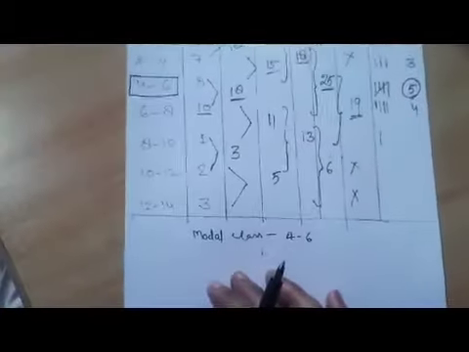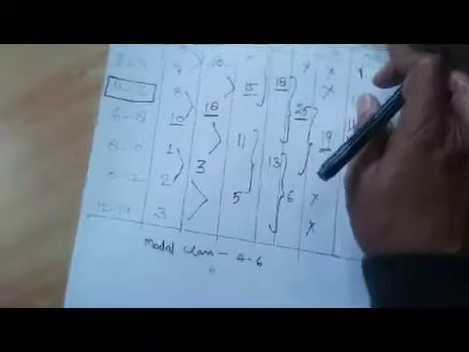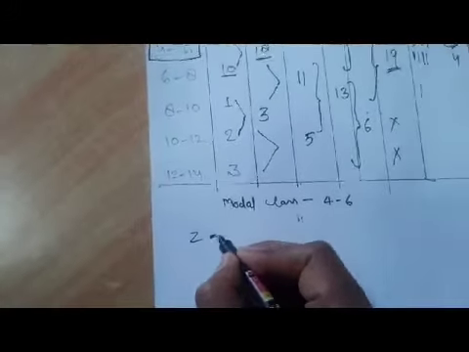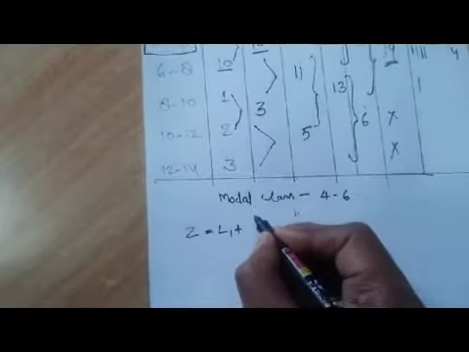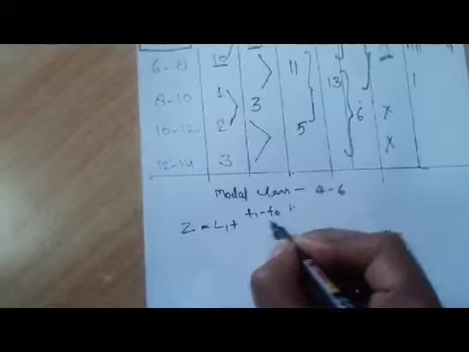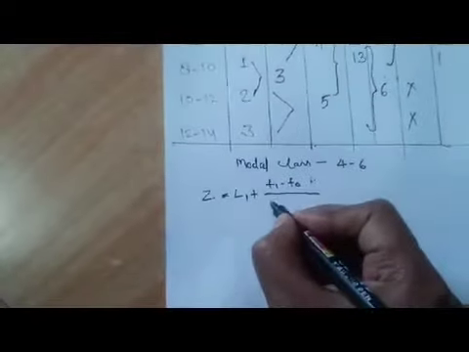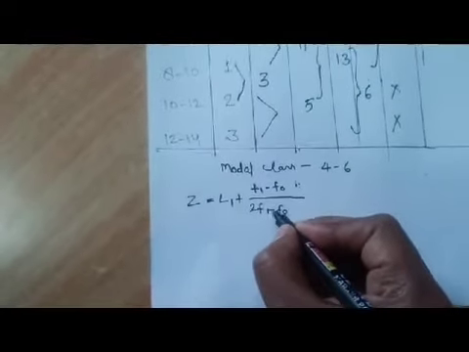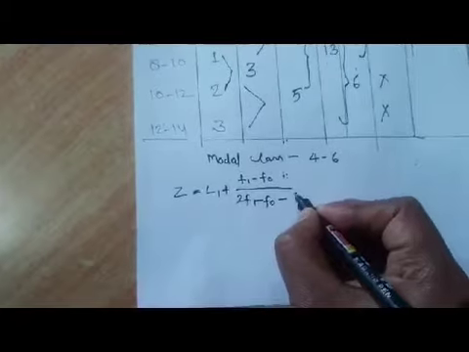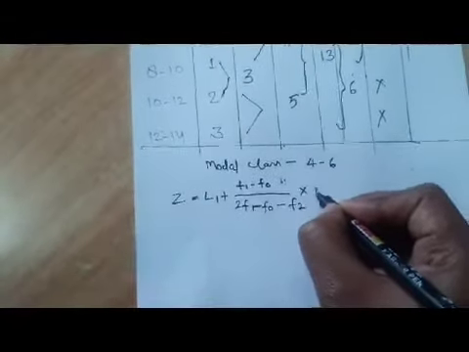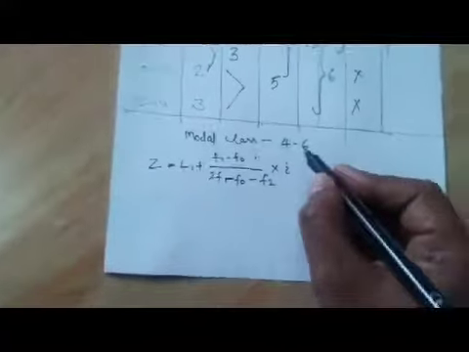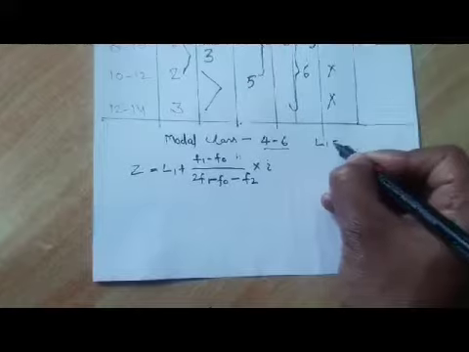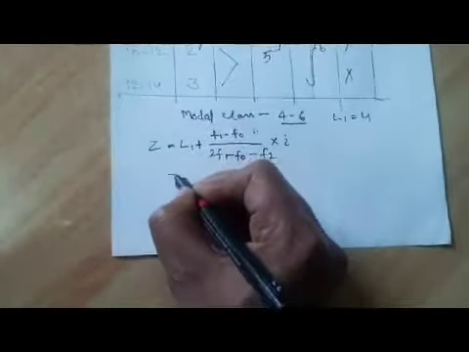So now we apply the formula. The formula of mode is Z equal to L1 plus F1 minus F0 upon 2F1 minus F0 minus F2 into I, that is class interval. So here in this modal class, the lower limit L1 is how much? 4.